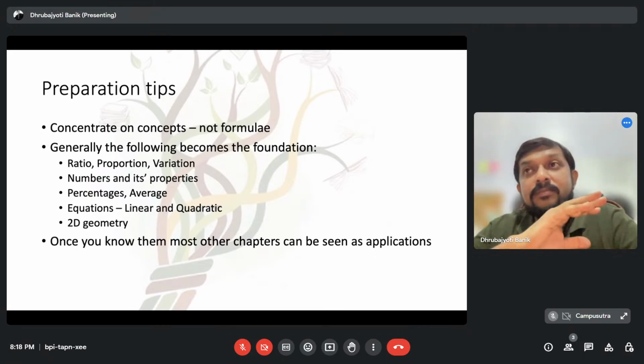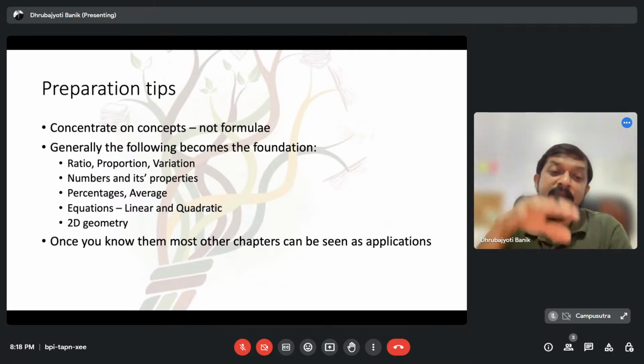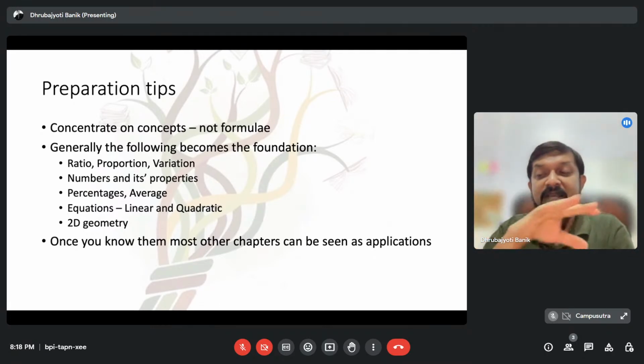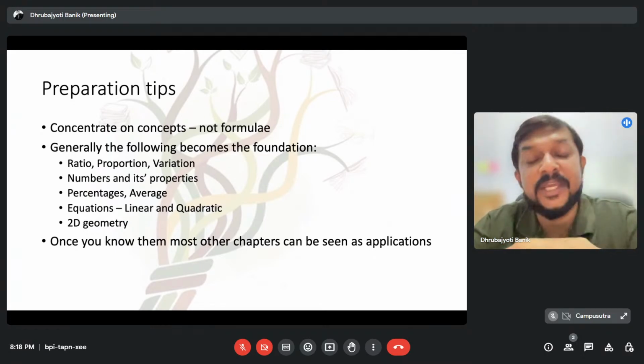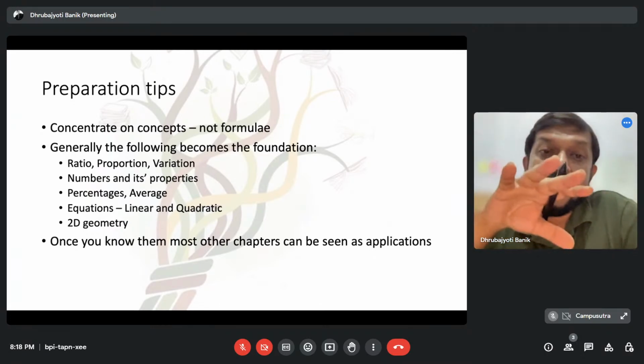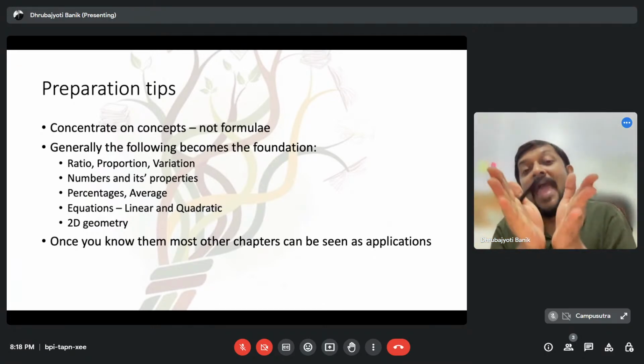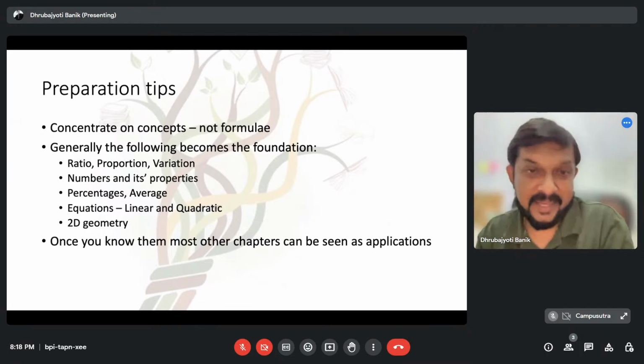ओके, so these chapters form the foundation of maths और quantitative aptitude. तो अगर आप इन चैप्टर्स को ध्यान से नहीं पढ़ेंगे और इन चैप्टर्स के कॉन्सेप्ट्स को ठीक से नहीं समझेंगे तो आपके जो बाकी चैप्टर्स हैं उनको आप एप्लीकेशंस के तौर पर नहीं देख पाएंगे.